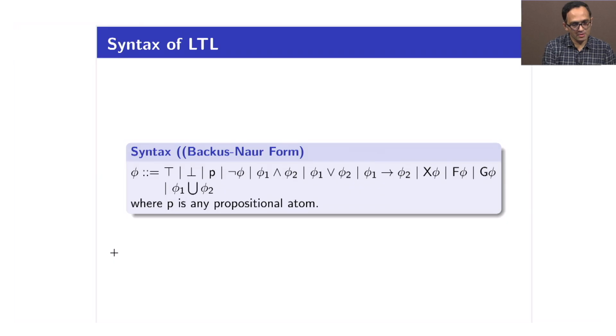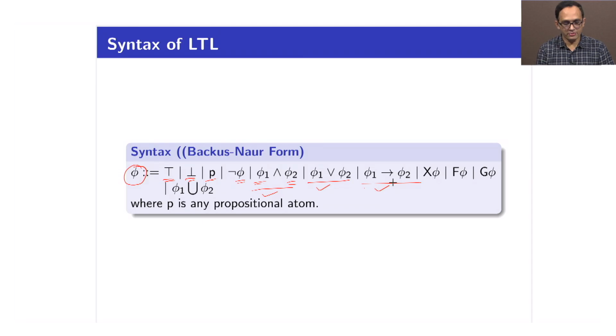This is the formula phi, which is in LTL. True or false alone is a correct LTL formula, and so is any atomic proposition or proposition constant, right. Individually they are also correct LTL formulas. If there is already an LTL formula and I take its negation, then that is also a correct formula. If I take two LTL formulas phi 1 and phi 2, both correct in the syntax of LTL, then their conjunction is also a correct LTL formula. Similarly, their disjunction is also a correct LTL formula, and their implication, right.